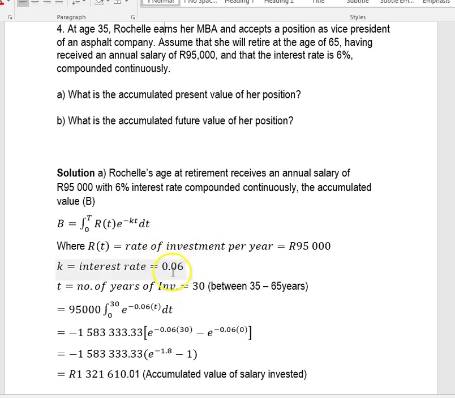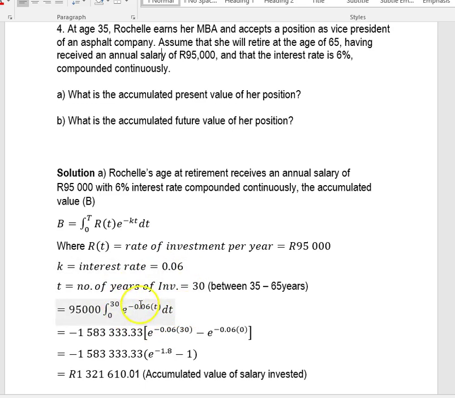Your interest rate is 6%, which is 0.06. And your R of T, which is the investment of that annual salary, which you should be depositing every year, is 95,000. Now, let's see. So it means I'm using that formula there. My R of T will be 95,000. I will take it out of the integral sign. My T will go from 0 to 30. E to the power of negative 0.06 as my K. Still leave the T there. Don't substitute it yet, because you first have to integrate, and after that you substitute for T.